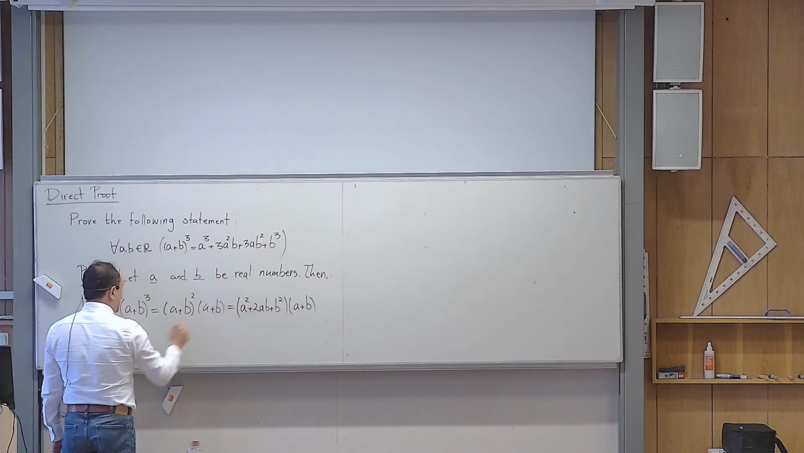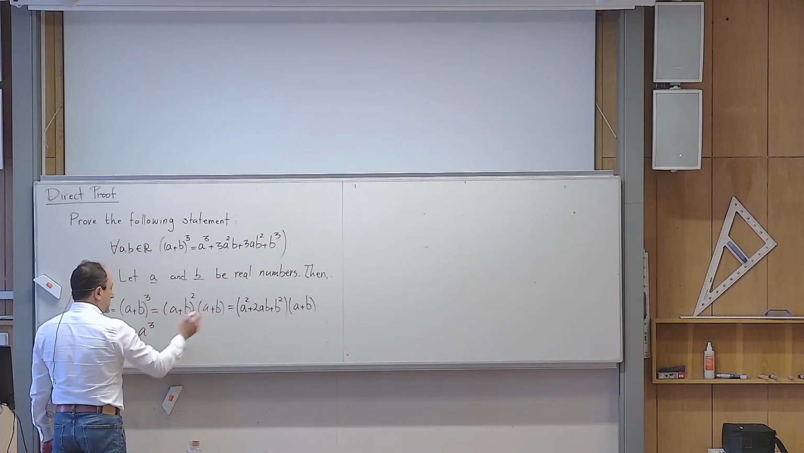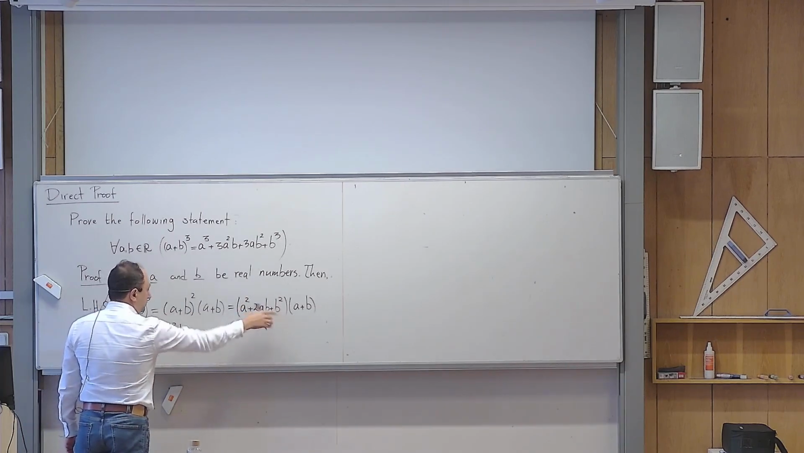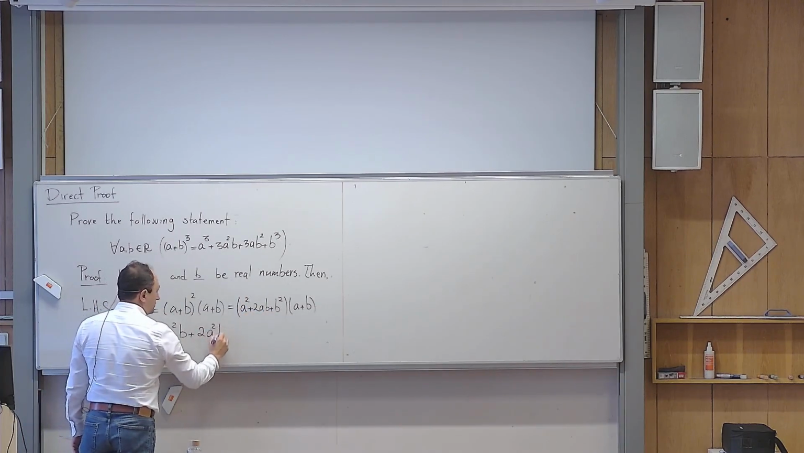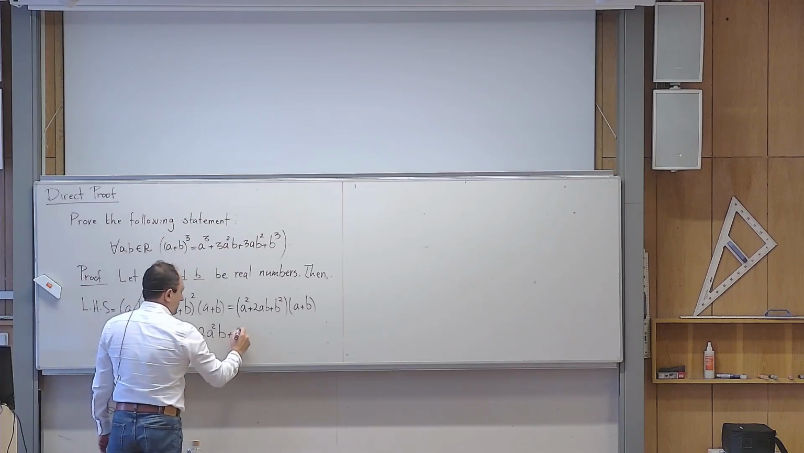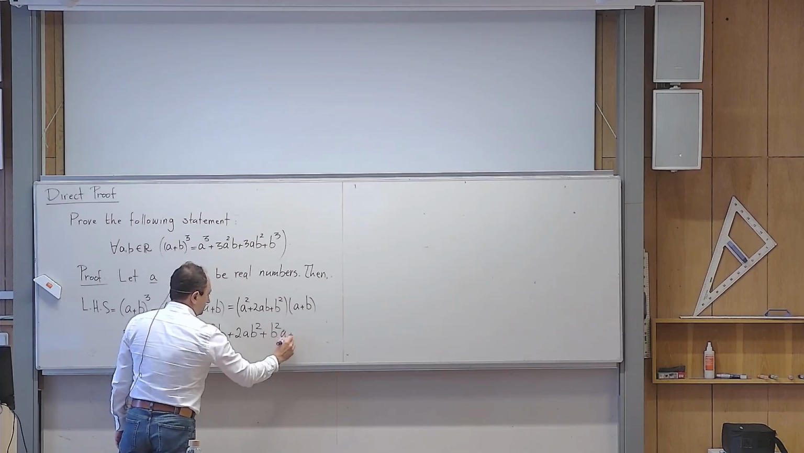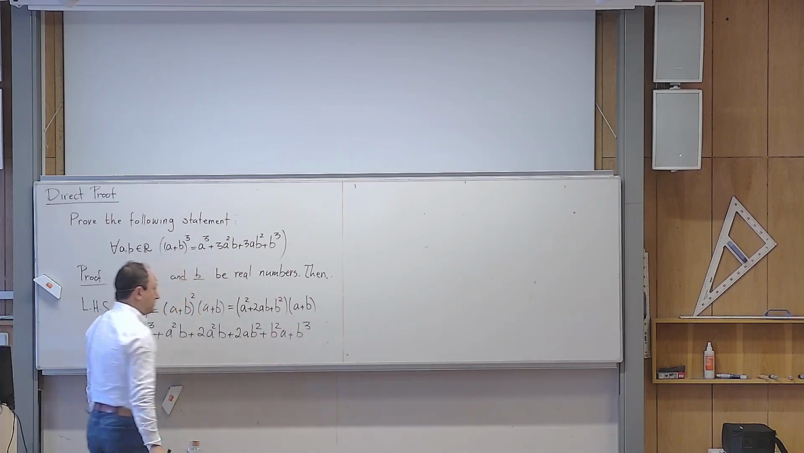So a squared times a becomes a cubed. A squared times b becomes a squared b. And then I go here and do the same thing. So this is simple. So let me just do the algebra very fast. And if you have questions, of course, let me know.